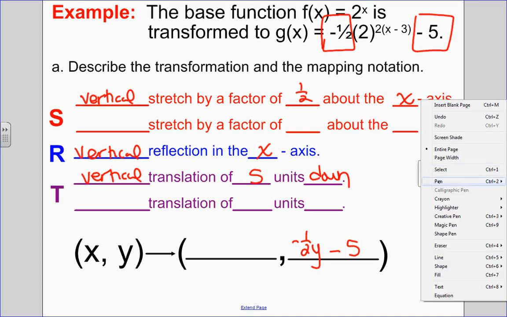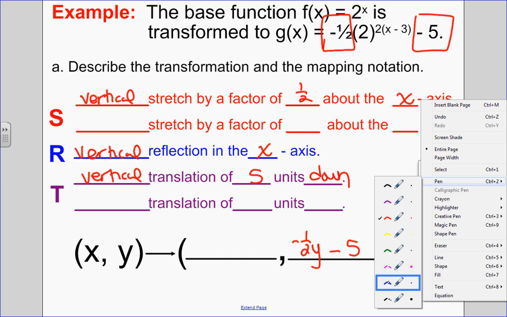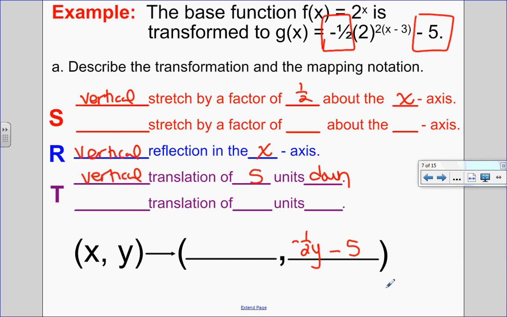Okay, let's now look at our horizontals. Okay, so b is the base. Let's look at this 2 here. So this 2 here tells me that I am doing a horizontal stretch by a factor of 1/2. So I have a horizontal stretch, because remember horizontal lies, by a factor of 1/2 about the y-axis. So all my x values are 1/2.